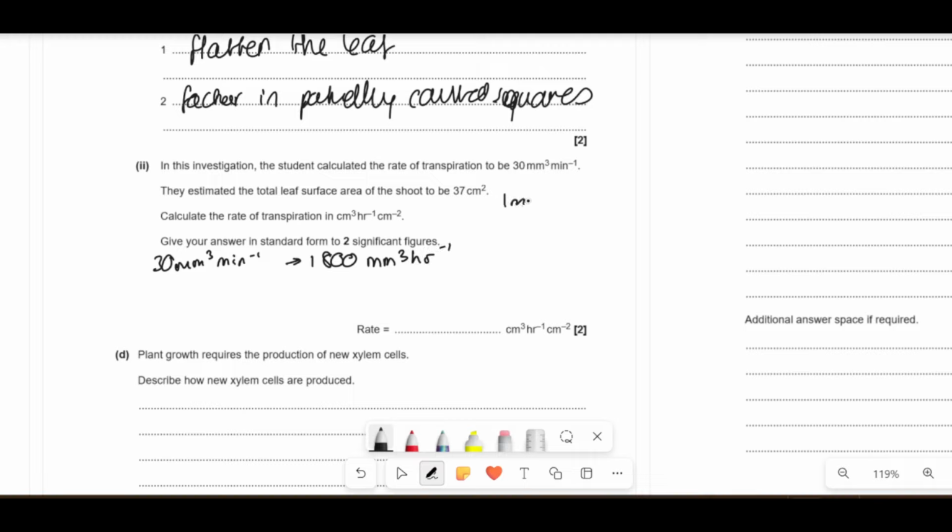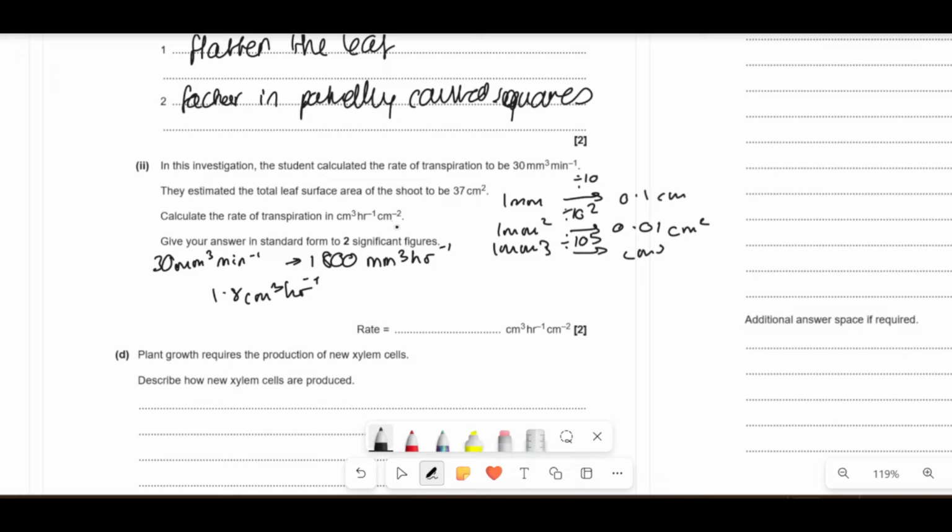So I know that 1 millimeter is going to equal 0.1 centimeters. The reason why is because you divide it by 10. So therefore, 1 millimeter squared is 0.01 centimeter squared. Why? Because you divide it by 10, but also divide it by 10 again, so divided by 10 squared. So 1 millimeter cubed to centimeters cubed must be divided by 10 cubed. So in this case, it means divide by 1,000. So we're going to divide that by 1,000, which would give us 1.8 centimeters cubed per hour.